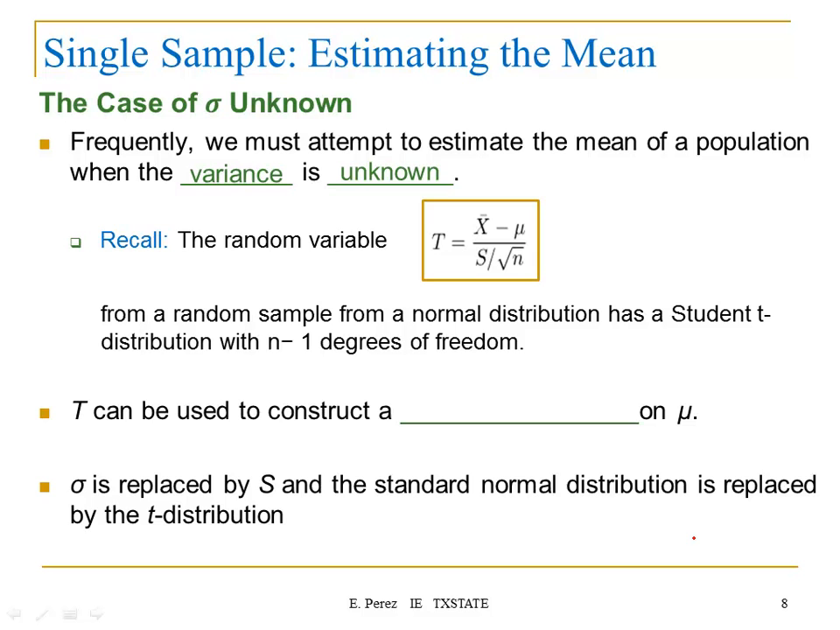And we're going to use t to construct our confidence interval when we don't know the standard deviation of the population. From a random sample from a normal distribution, this random variable has a student t distribution with n minus 1 degrees of freedom. So t can be used to construct a confidence interval on the population. The only thing you're going to do is replace the standard deviation of the population with the standard deviation of the sample. So in that case, we'll have a t distribution.